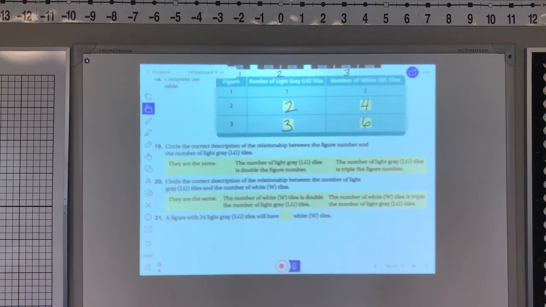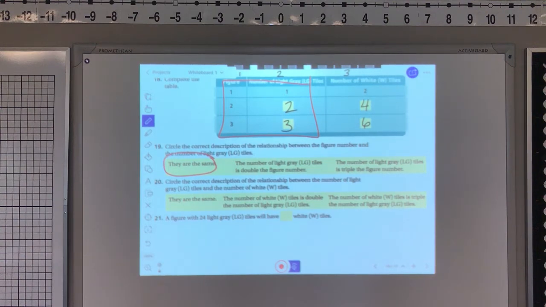So it says, circle the correct description of the relationship between the number of light gray tiles and white tiles. Or the number of the figure and the light gray tiles. So they're asking me to look at these first 2 columns. And what you should notice is that they're the same. In the first figure, I have 1 gray. Second figure, I have 2 gray. Third figure, I have 3 gray.